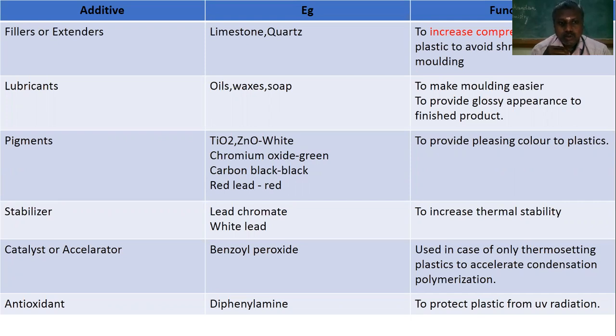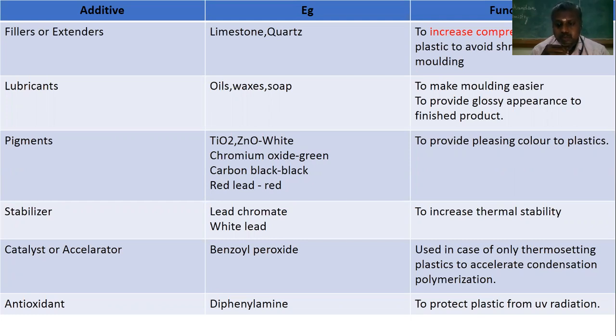The seventh one is catalyst or accelerator. What are the functions of this catalyst or accelerator? It is used in the case of thermosetting plastics to accelerate the condensation polymerization. It increases the cross-linking, which gives a more stable product, that is, hardness to the plastics. So what are the examples? Benzoyl peroxide.